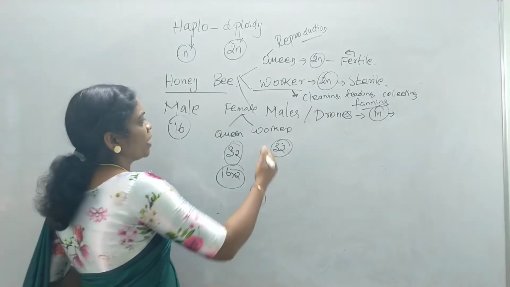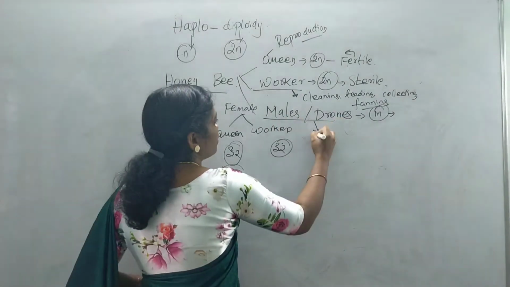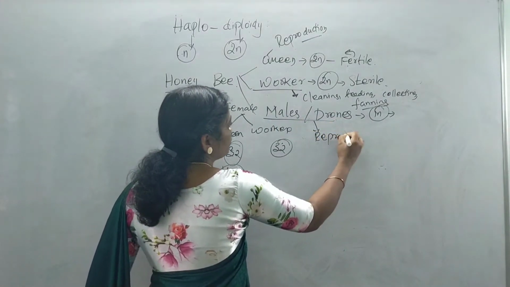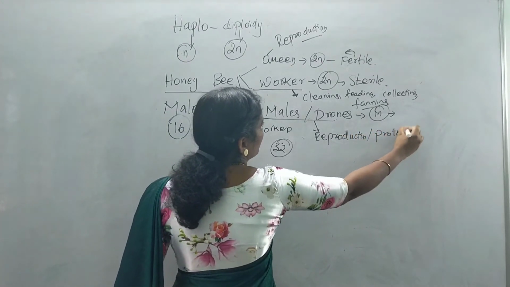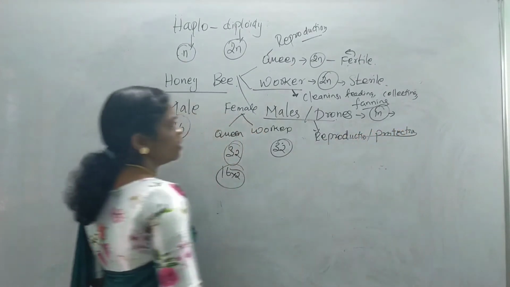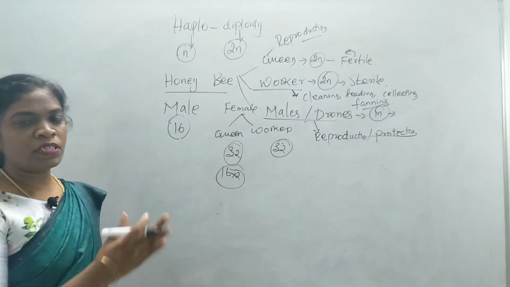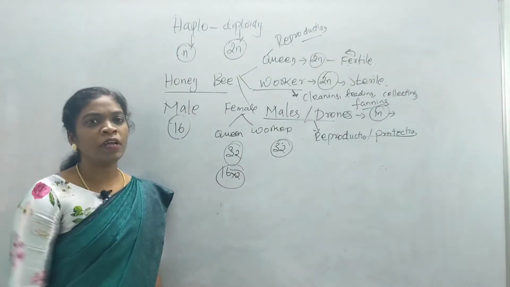The next group of organisms are males. They are involved only in reproduction, and protection of the beehive is also given by the male or drone. This is how division of labor can be found in a group of honeybees.